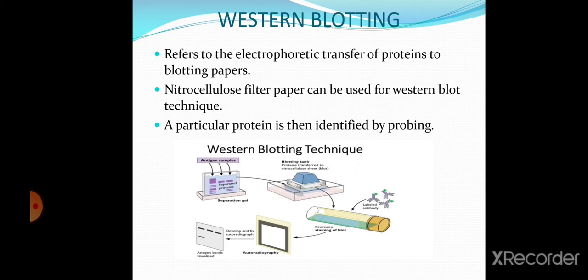So, with this we complete the different types of blotting techniques: Southern blotting, Northern blotting, Western blotting. Southern blotting, transfer of DNA to nitrocellulose. Northern blotting, transfer of RNA to nitrocellulose membrane. Western blotting, electrophoretic transfer of proteins to nitrocellulose membrane.